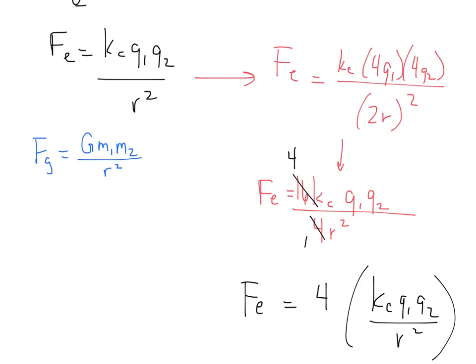So 16 over 4 reduces to 4, so you can clearly see that the only change in this, or the net change, would be a factor of 4.